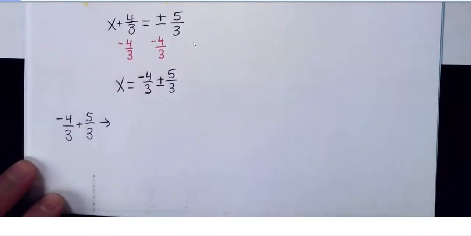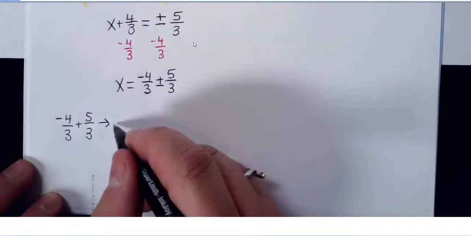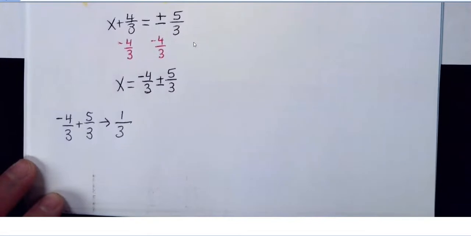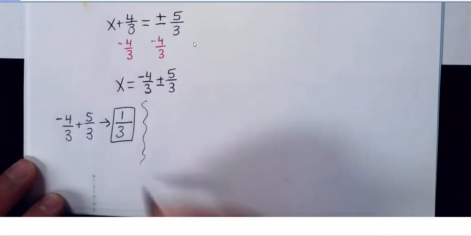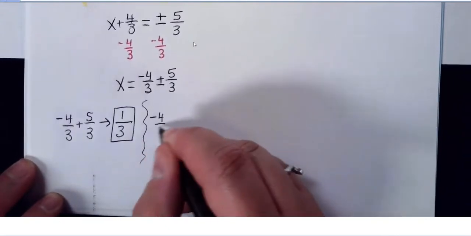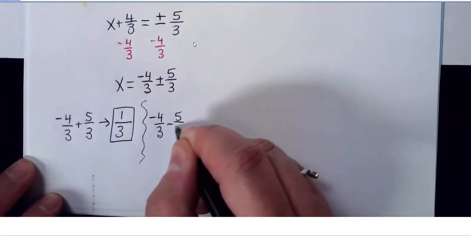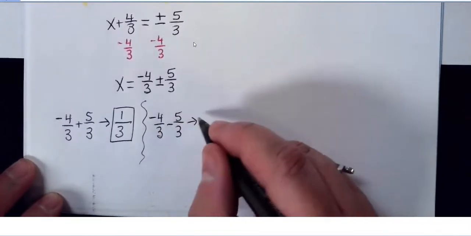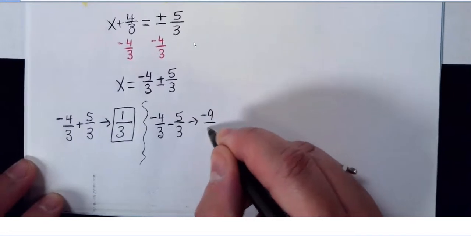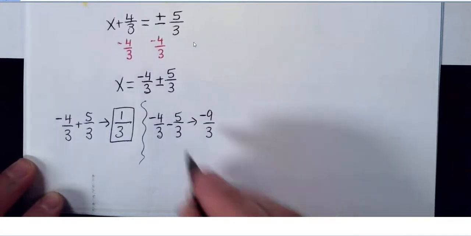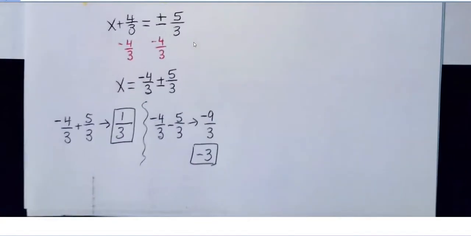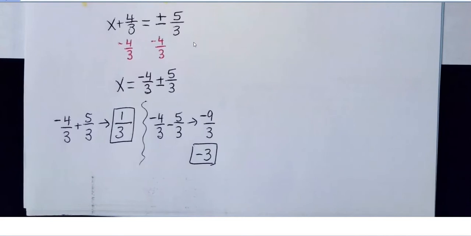When you have a common denominator, don't change the denominator, just add straight across the top. This would be 1, the denominator stays the same. So one of our answers is just going to be 1/3. My other answer would be negative 4/3 minus 5 over 3. Now, straight across the top, I'm just going to subtract negative 4 minus 5, negative 9 over 3, and then that actually reduces to a nice number, negative 3. So my 2 answers there, 1/3 and negative 3.